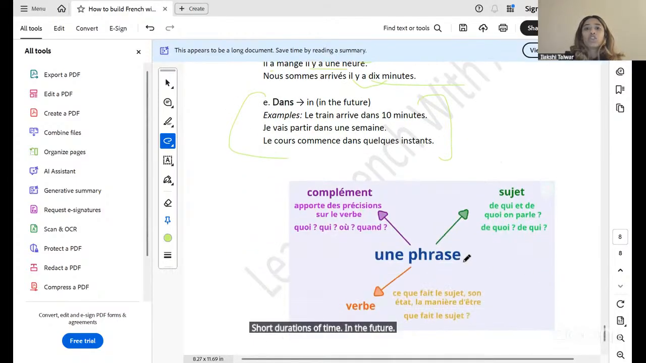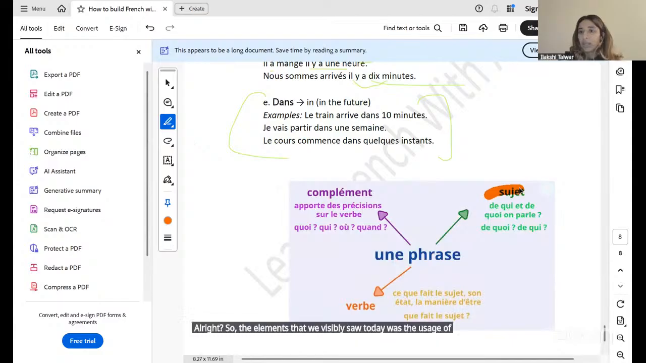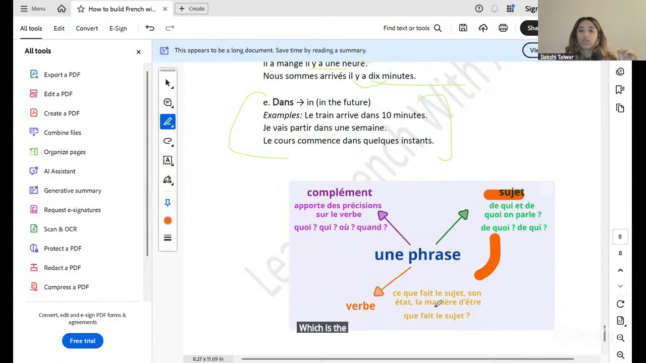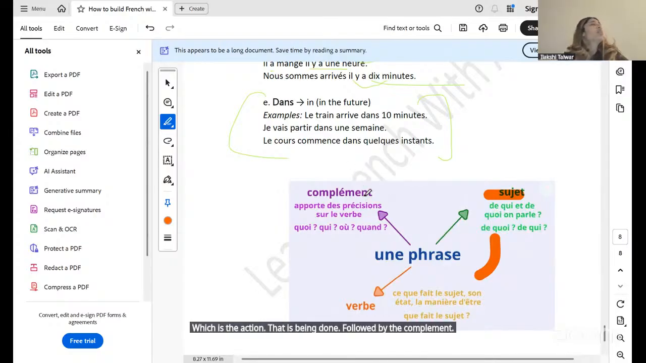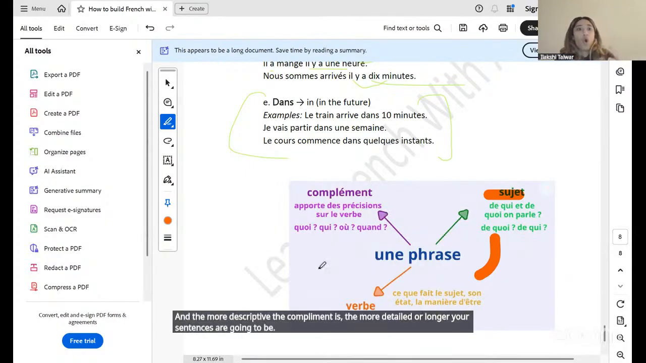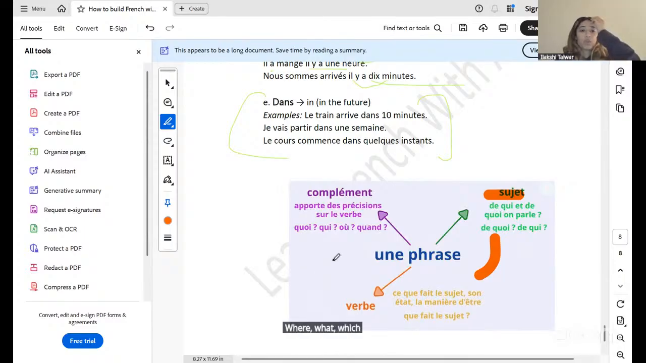All right. So the elements that we visibly saw today was the usage of subjects, which is the person who's performing the action. We talked about how it's going to be followed by a verb, which is the action that is being done, followed by the complement. And the more descriptive the complement is, the more detailed or longer your sentences are going to be. Where, what, which place, with, all of that.